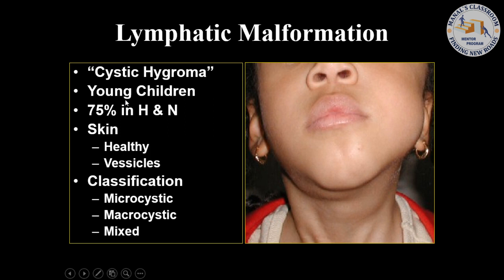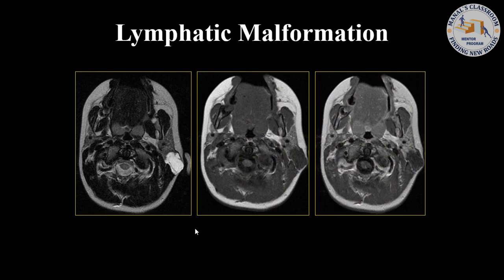Lymphatic malformations typically arise in young children. About 75% are located in the head and neck. And histologically, they will classify this still as microcystic, macrocystic, or mixed, but I let the pathologists make this classification, and that's really not our specific role.